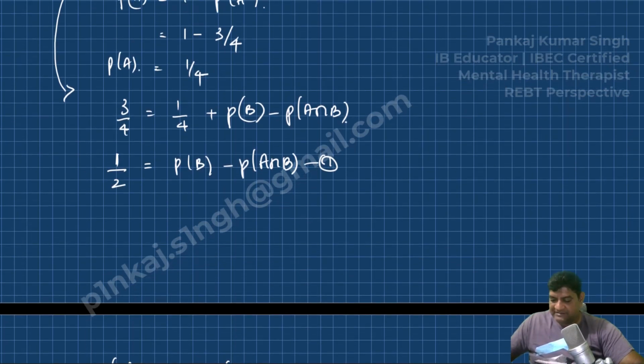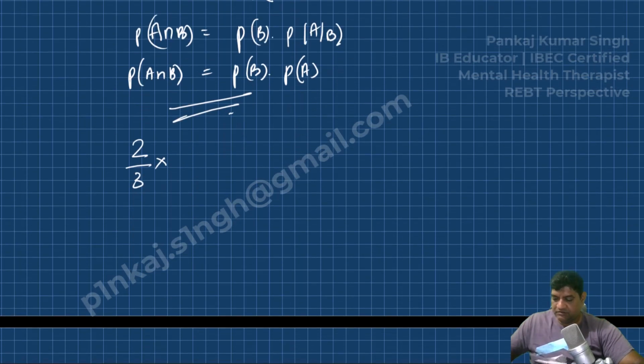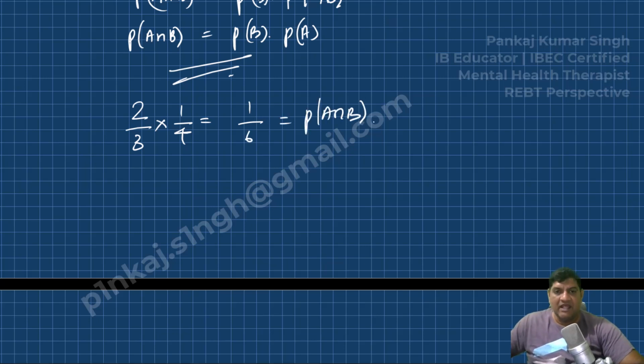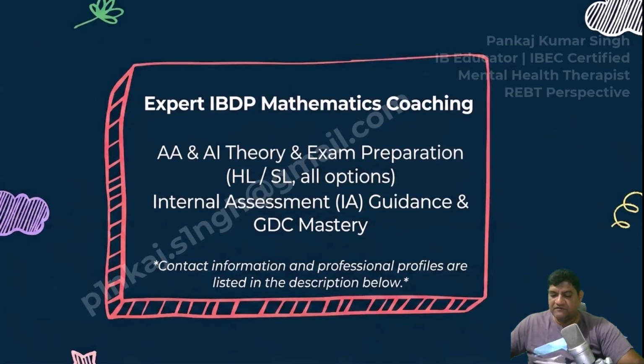The probability of A was 1 by 4. And you can see that this is giving me 1 over 6, which is actually equal to the probability of A intersection B. Because this condition is satisfied, I can confirm that the two events are independent of each other. That's the solution for this question.